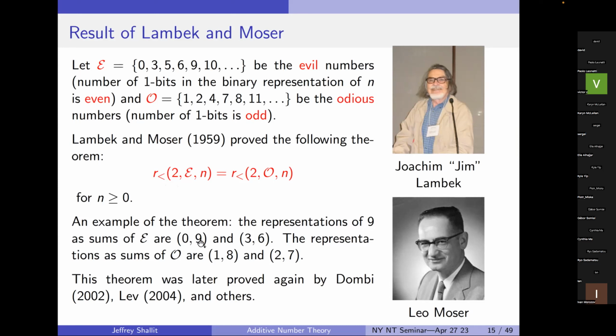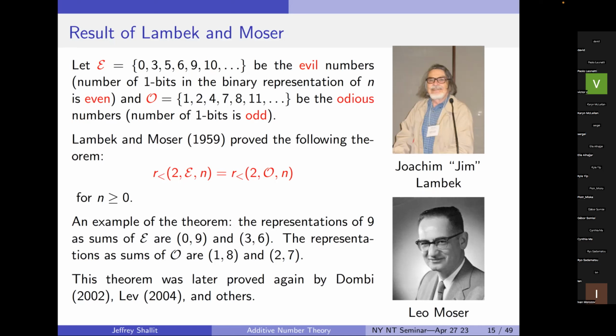So just as an example, if you think about the number 9, then the number 0 is evil. It has 0 one bits in it. 9 is evil because it has 2 one bits in it. Same with 3 and 6. So those are two representations. And for the odious numbers, there's 1 and 8 and 2 and 7.